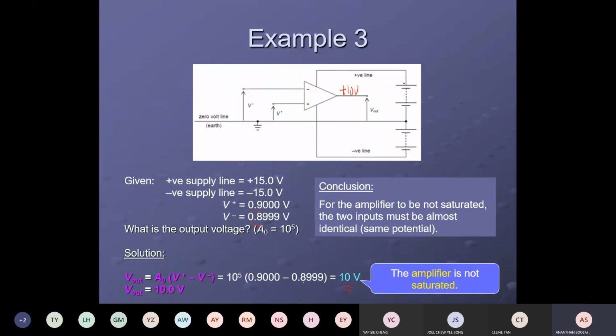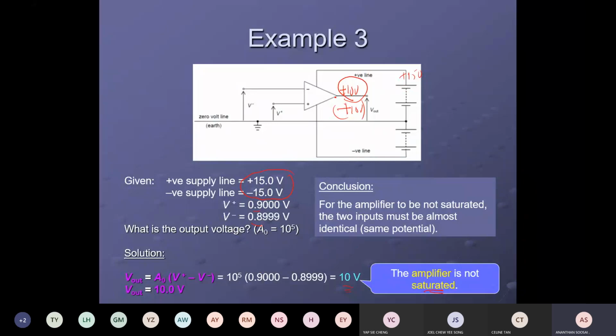But we have to check the power supply. What is the power supply used here? Positive 15, negative 15 has been used. So this case is okay. The power supply has more than the one requested. So what will the power supply give out? It will give exactly what is required. You say positive 10, it gives out positive 10. In this case, the amplifier is said to be not saturated. So, the power supply gives exactly the voltage which is required.